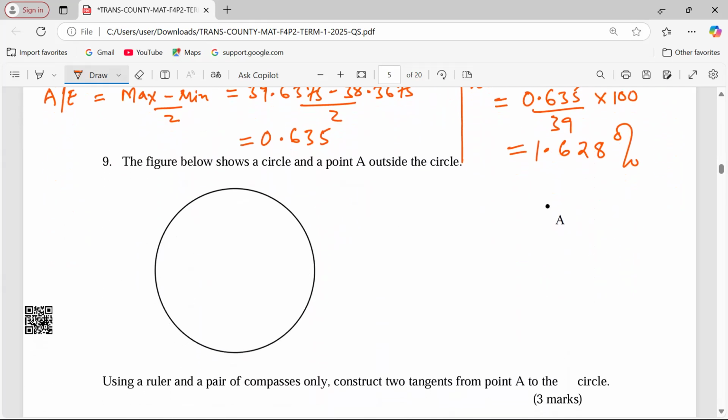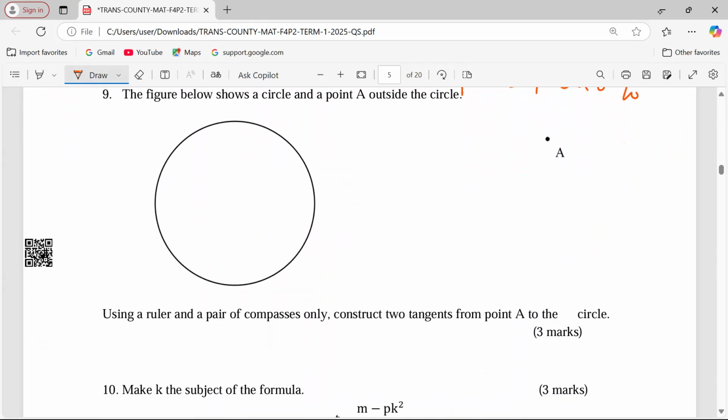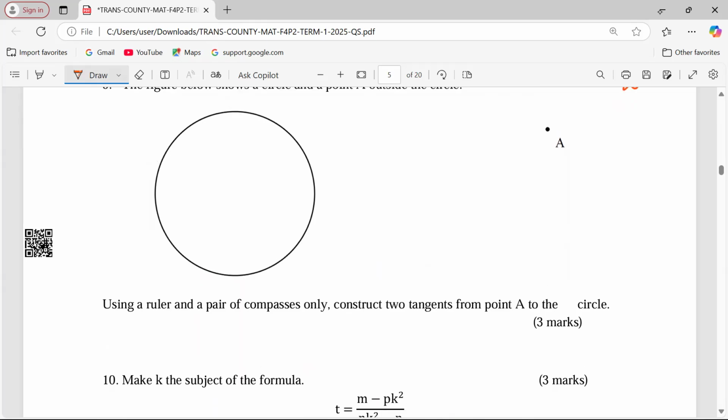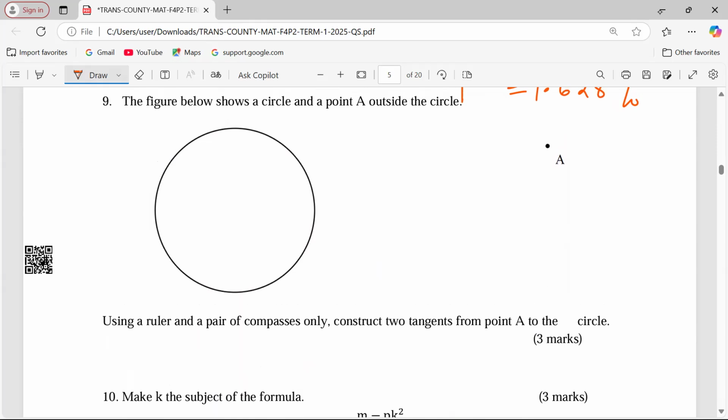The figure below shows a circle and a point A outside the circle. We can see point A very well. Look at the question part. Using a ruler and a pair of compasses only, construct two tangents from point A to the circle. So the first thing that we're supposed to do here, ladies and gentlemen, will be identifying the center of this circle.